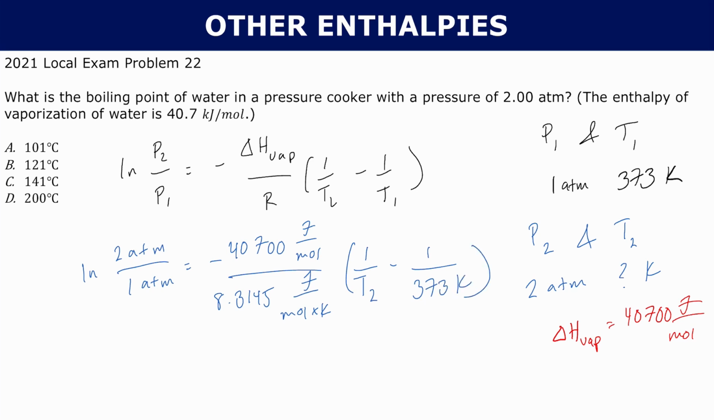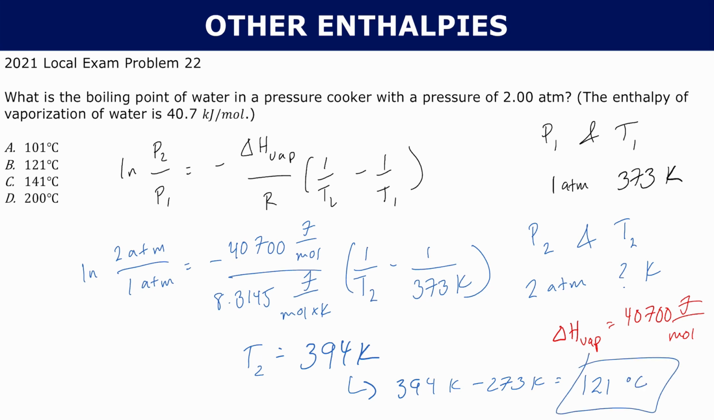And if you solve, temperature 2 is going to come out to about 394 Kelvin. And 394 Kelvin, you can convert that to Celsius by subtracting 273, and that comes out to 121 degrees Celsius, which is answer choice B. And that is the right answer. So that's how you use the Clausius-Clapeyron equation, as long as you know your enthalpy of vaporization, to see how the vapor pressure of a liquid changes as you change the temperature.